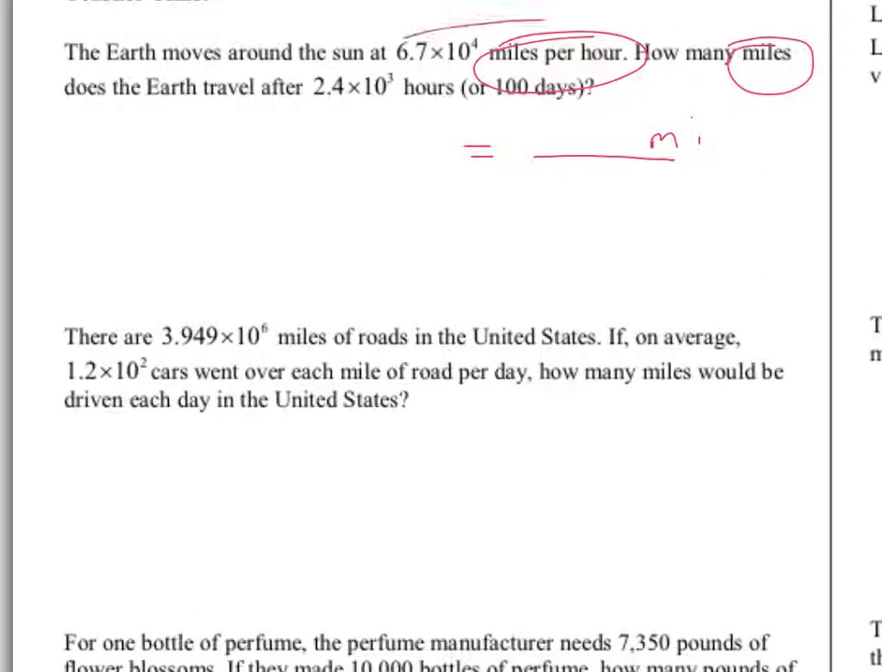I know that I have information here that tells me how many miles per hour, so I set up my multiplication with my miles on top. 6.7 times 10 to the 4th miles over 1 hour. So we can see this is very similar to proportion. However, what I do next is going to be very different. We can treat dimensions or units just like any other number. We can cross-cancel them.